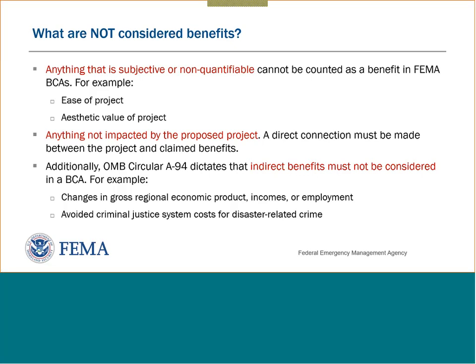And then our friend Office of Management and Budget Circular A-94 that I mentioned before indicates that you can't include indirect benefits. Examples of that might be changes in your community's income, employment, and so forth, or any sort of avoided criminal justice system costs for disaster-related crime. Next slide, please.